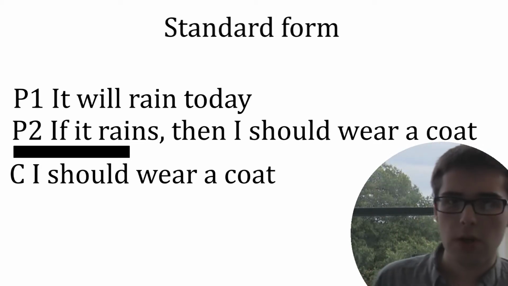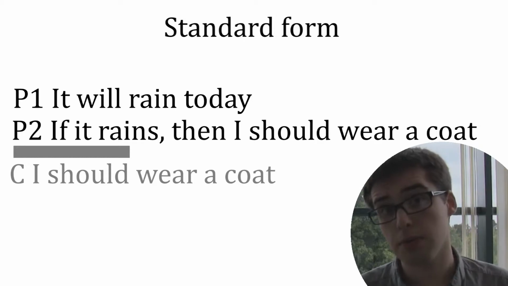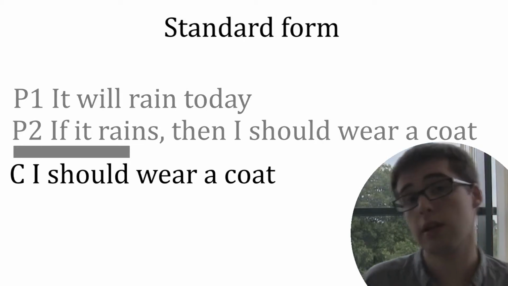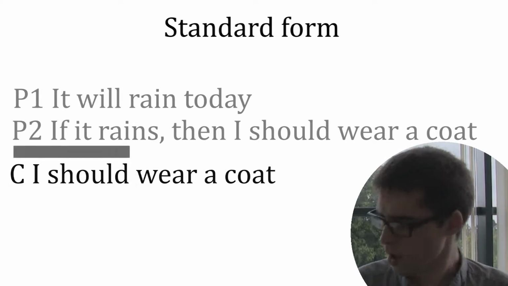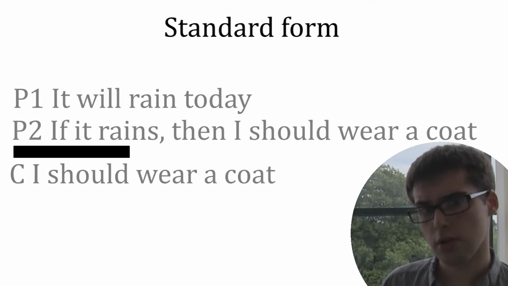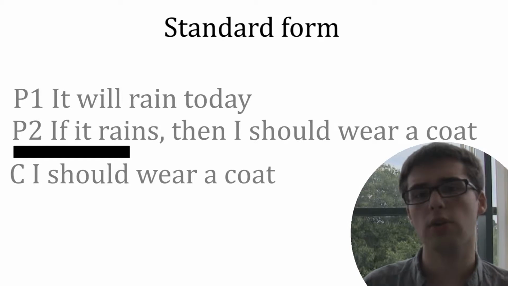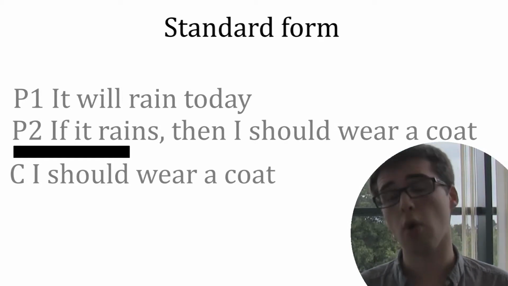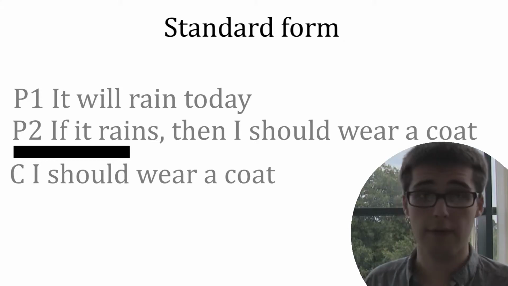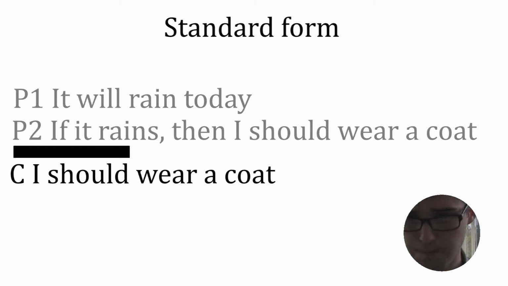In standard form, you indicate premises by a numbered P and the conclusion by a C. If you have more than one conclusion, then you number these also. Between the premises and the conclusion is a line that we call the inference bar. Now, the inference bar stands for therefore, which is why we don't write therefore in our conclusion.